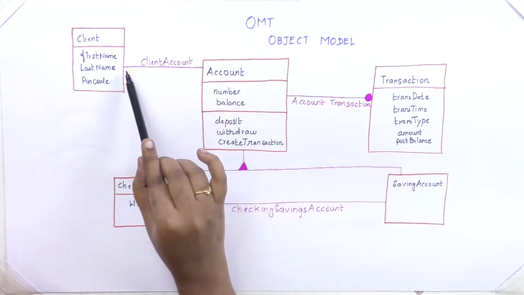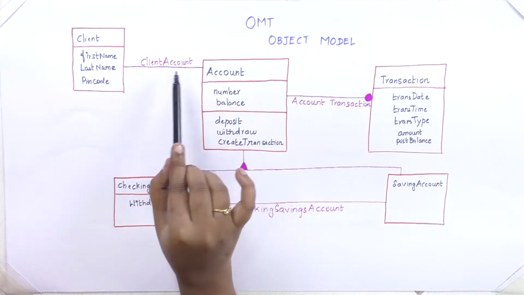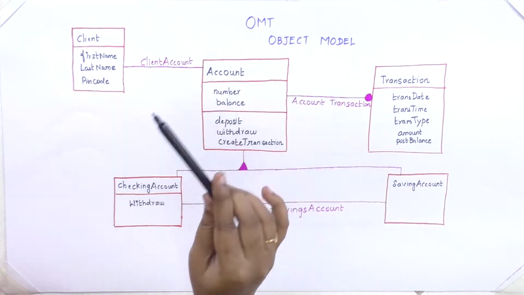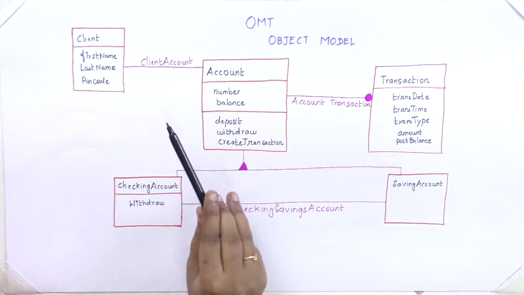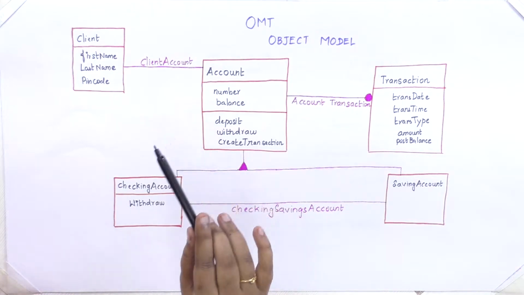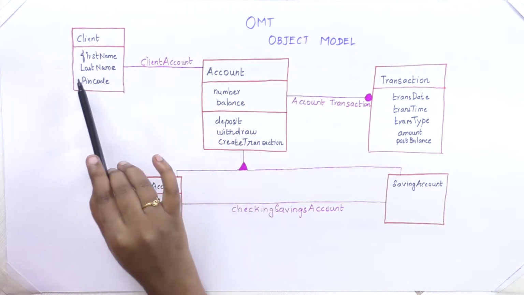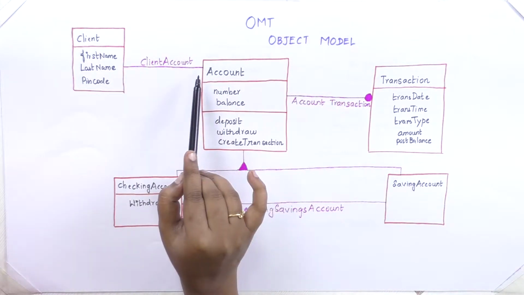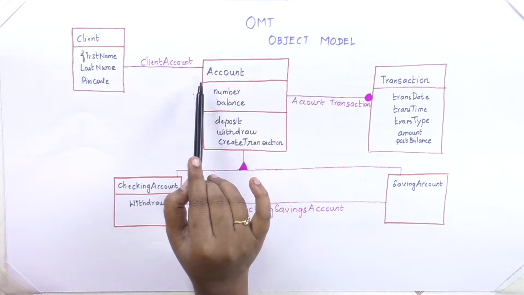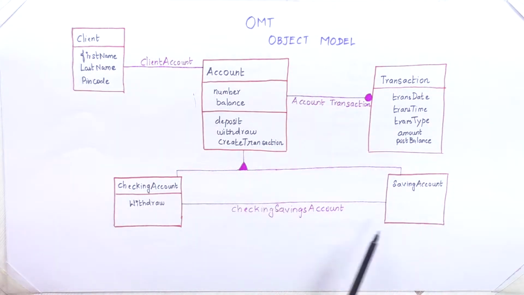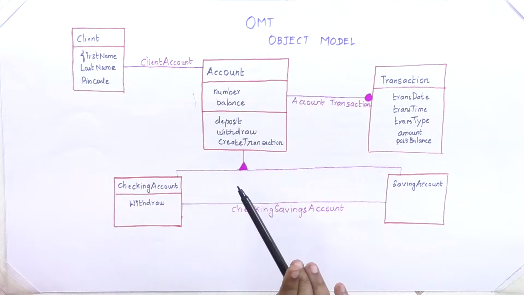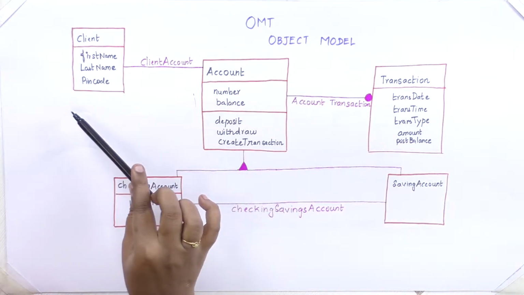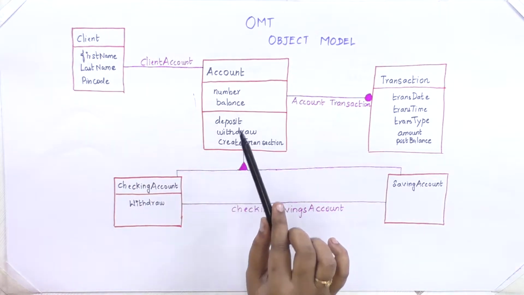Whereas in the client account association line, you do not have any circle. That is, one client may have only one account. In our example, we are not considering joint accounts. We are only considering a single account. So the client class and account class objects will have only a one-to-one relationship with each other. This is an object diagram, and it shows the classes in our system and how one object will communicate with another object in the system.